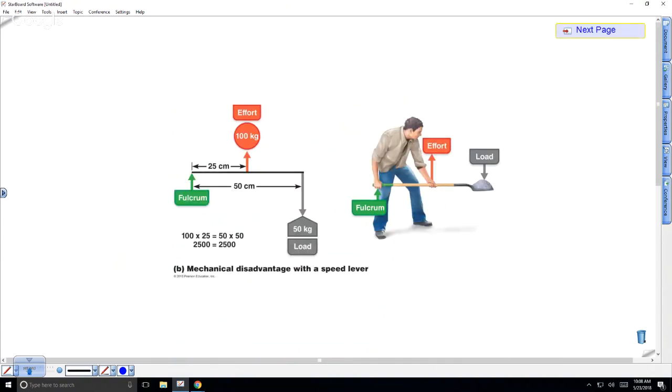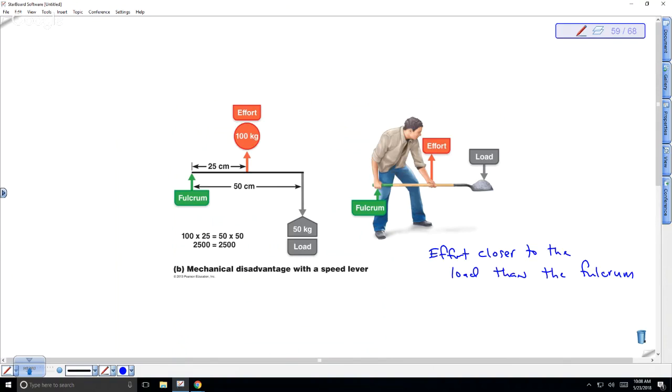So then if we look at the shovel example, notice that the effort is actually closer to the load than the fulcrum. So the effort in this case is actually in the middle, and your fulcrum is actually at the end. Okay.